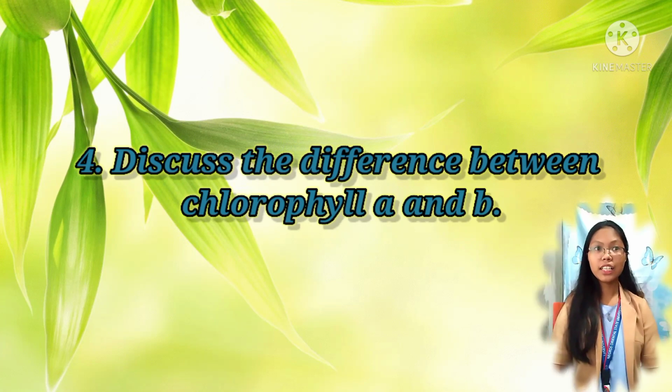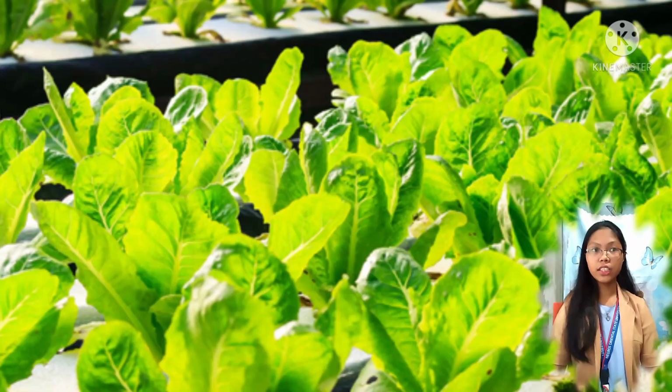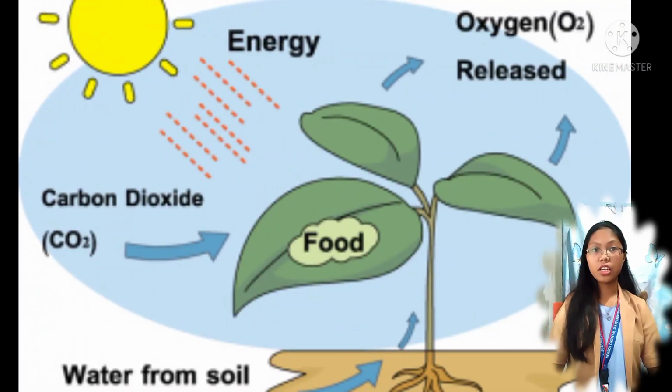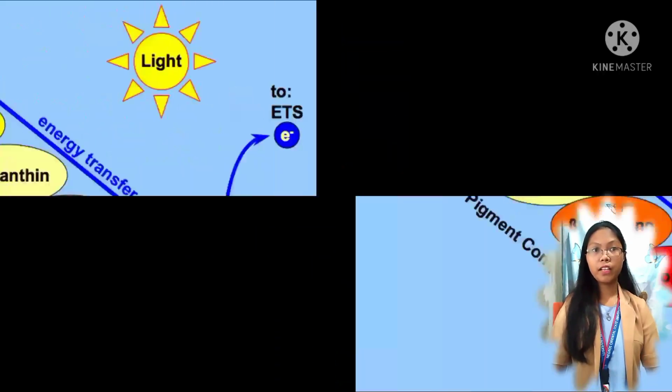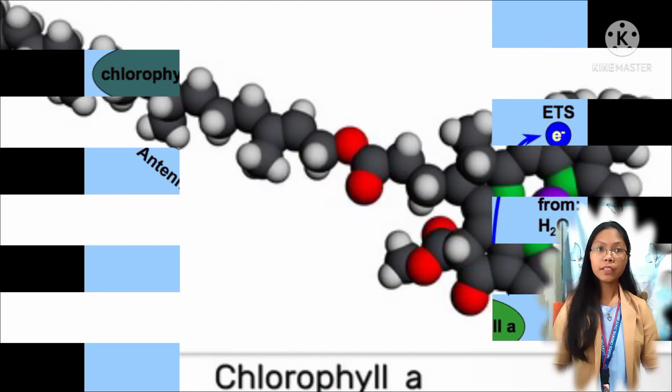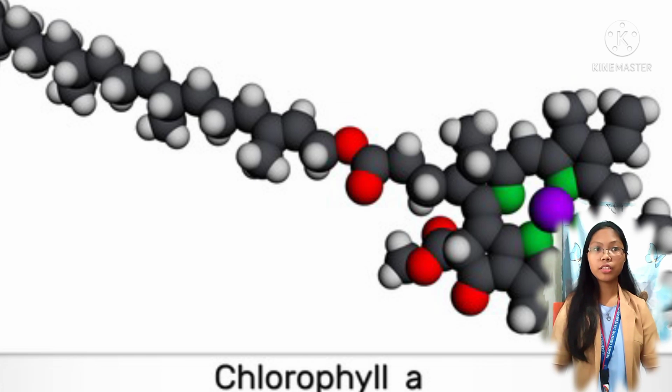Number 4. Discuss the difference between chlorophyll A and chlorophyll B. The main difference between chlorophyll A and chlorophyll B is their role in photosynthesis. Chlorophyll A is the principal pigment involved in photosynthesis, whereas chlorophyll B is the accessory pigment, collecting energy in order to pass it on to chlorophyll A.